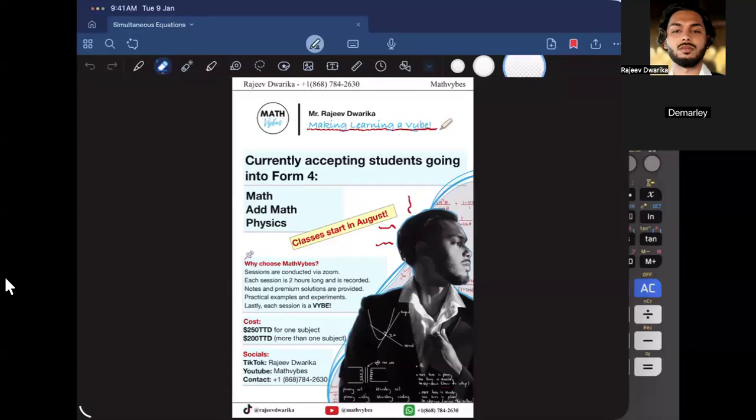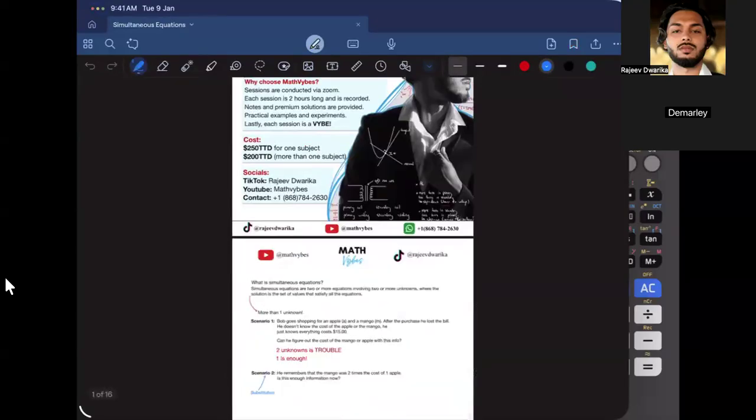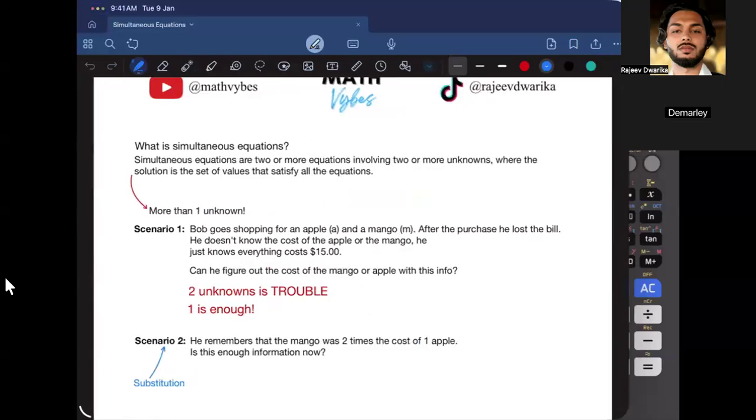So let me jump straight into it. So let me look at the concept. So what exactly is simultaneous equations? Simultaneous equations is when you have two or more equations involving two or more unknowns where the solution is a set of values that satisfies all the equations.